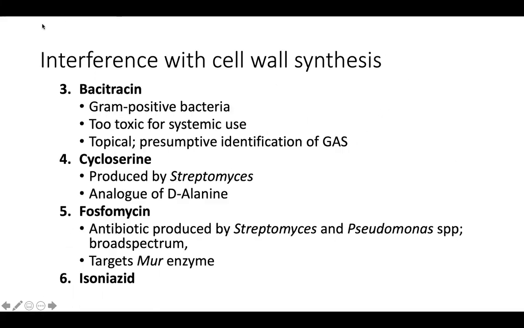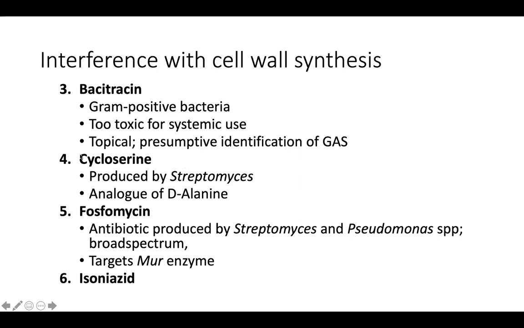So we are still looking at interference with cell wall synthesis. Another molecule is bacitracin. Again, it is limited to gram-positive bacteria, but it's too toxic for systemic use, and so we do not use it systemically. It's used in topical preparations, for example an antibacterial ointment. It is also important in bacteriology because it helps us in the lab to make a presumptive identification of GAS, which is group A streptococci.